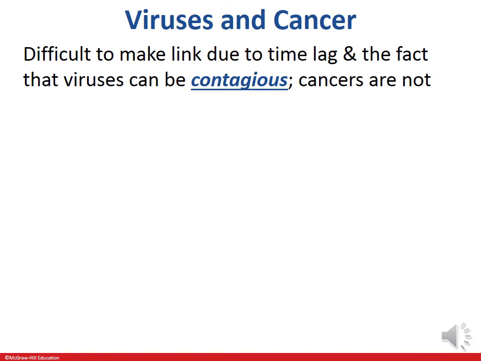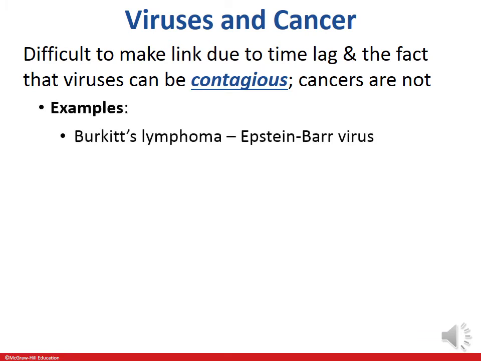And so why didn't we know this before? Well, number one, viruses tend to be contagious. Cancers were not understood to be contagious, and there's usually a very long time lag, right? We're talking about coming in contact with these two things over the course of your lifetime. You may not make the connection between the two, but the ones that we know for sure, things like Burkitt's lymphoma. This is a rare form of lymphoma that's associated with the Epstein-Barr virus.